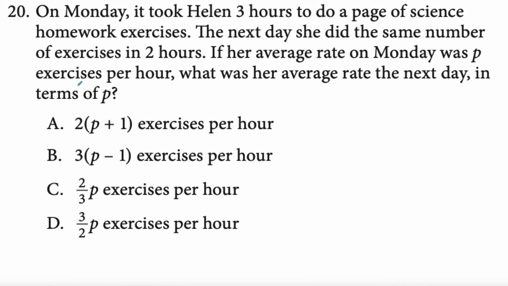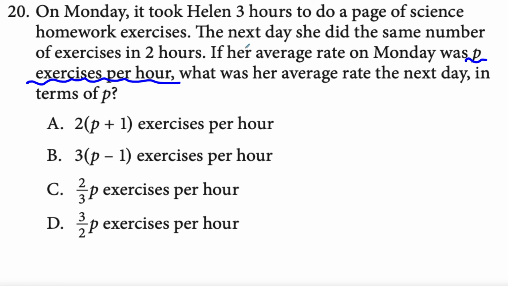Great. Now let's look at number 20. On Monday, it took Helen 3 hours to do a page of science homework exercise. The next day, she did the same number of exercises in 2 hours. If her average rate on Monday was P exercises per hour, what was her average rate on the next day in terms of P?